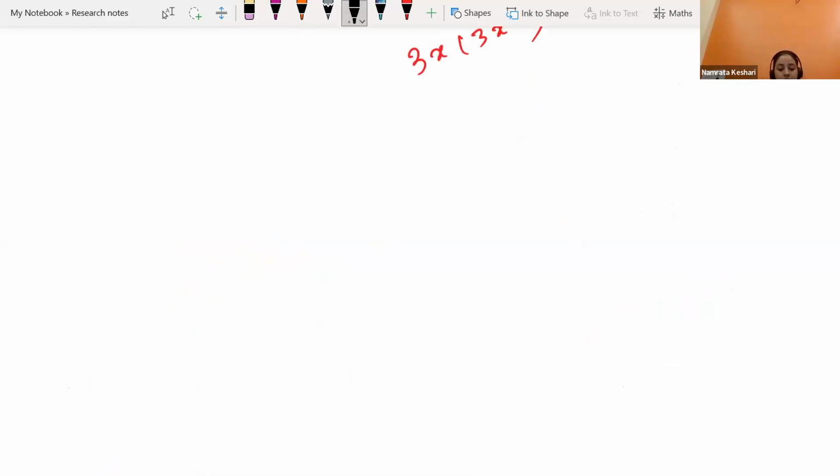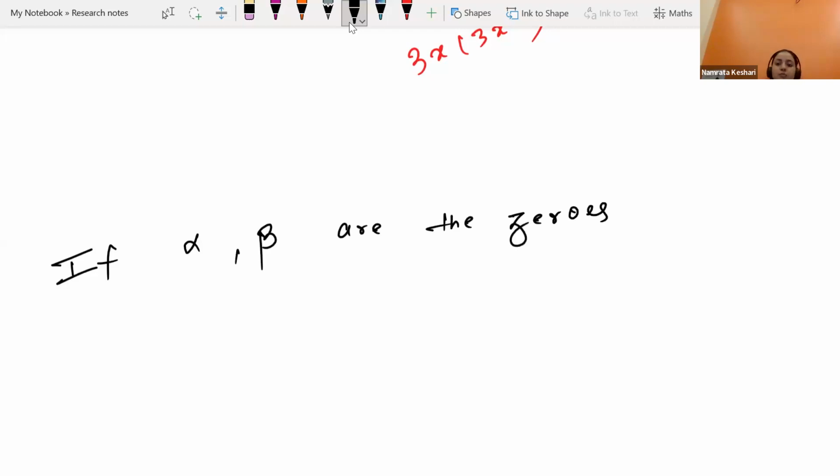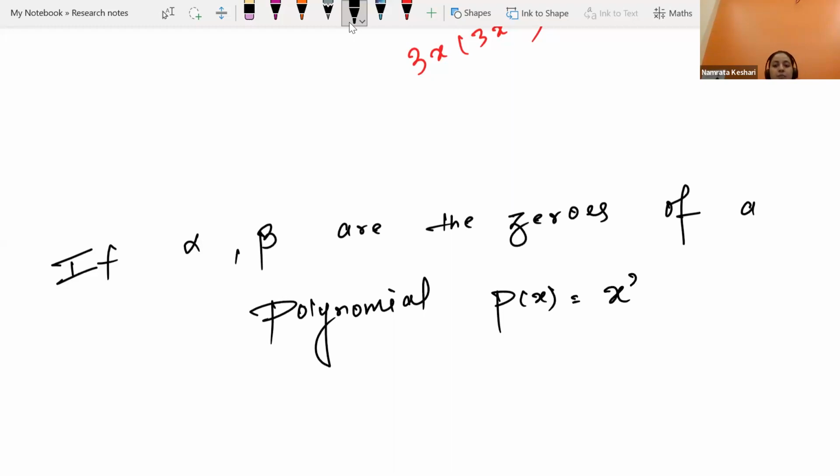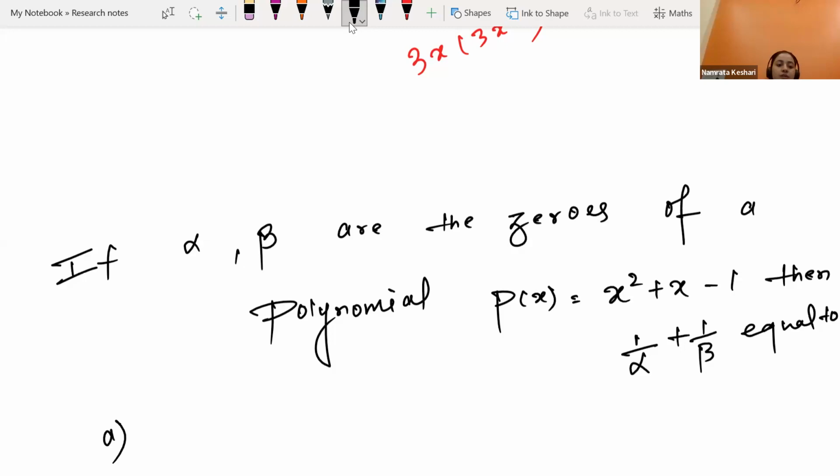Let's do the next one. If alpha and beta are the zeros of a polynomial p(x) equals x squared plus x minus 1, then 1 by alpha plus 1 by beta equals, options are 1, 2, minus 1, minus 1 by 2.